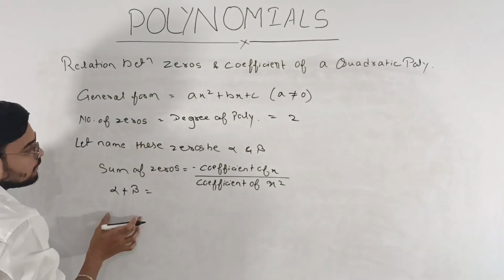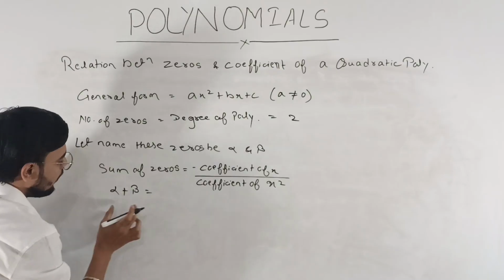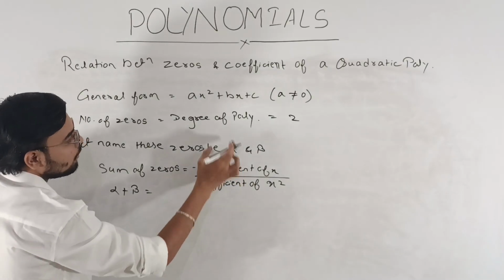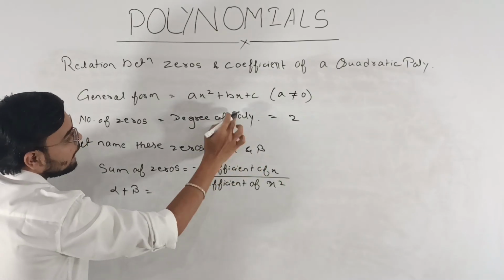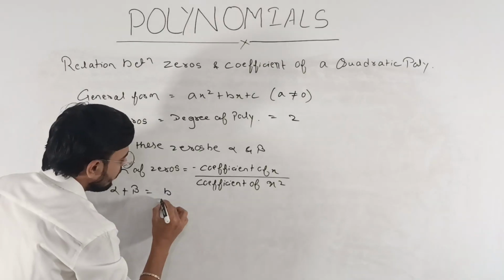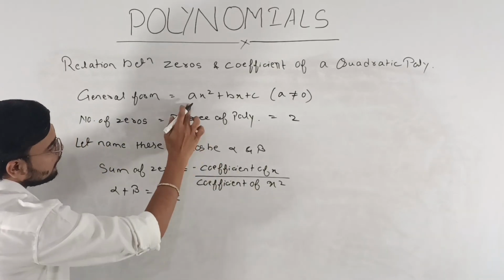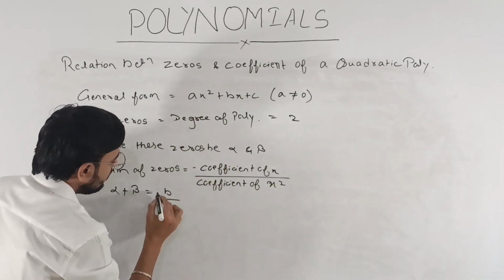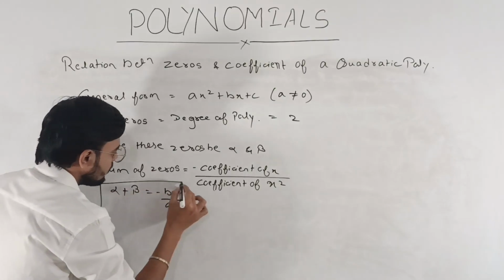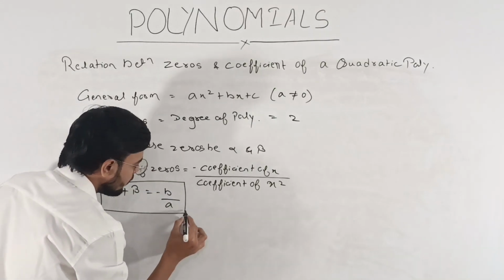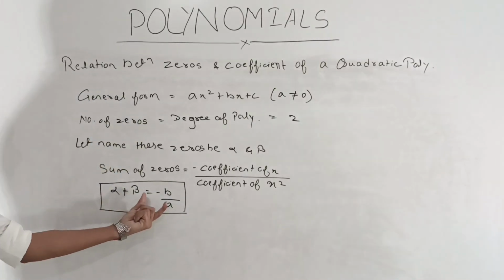Sum of zeros means alpha plus beta, which is equal to minus the coefficient of x, which is b, upon the coefficient of x square, which is a. So alpha plus beta is equal to minus b upon a. That is, the sum of zeros is equal to minus b by a.